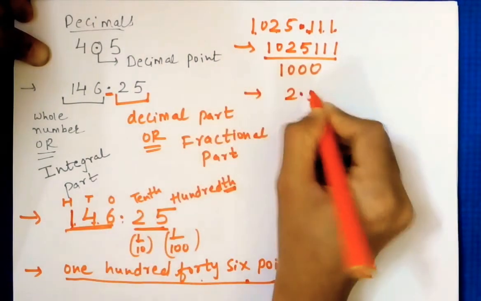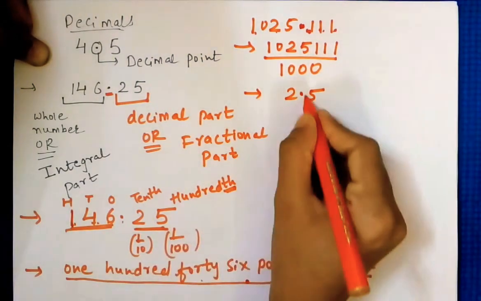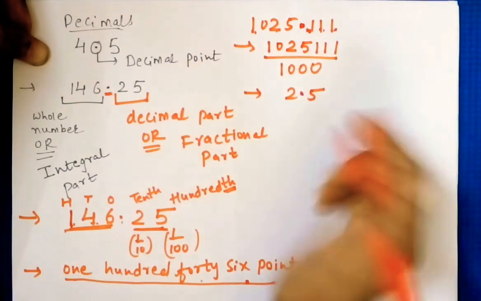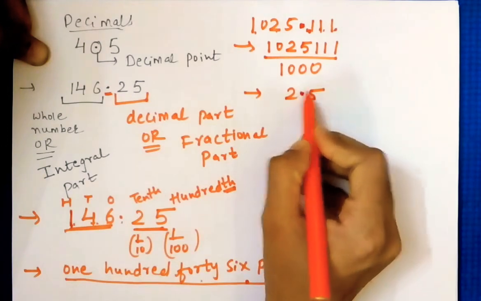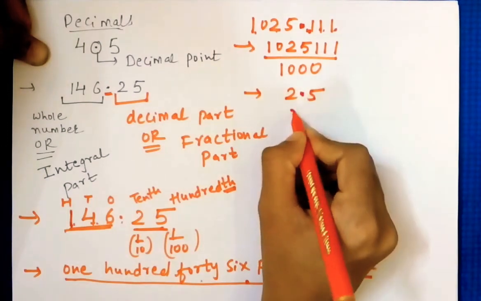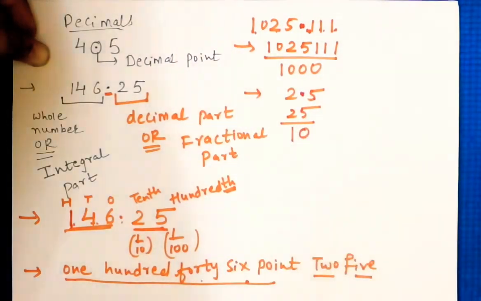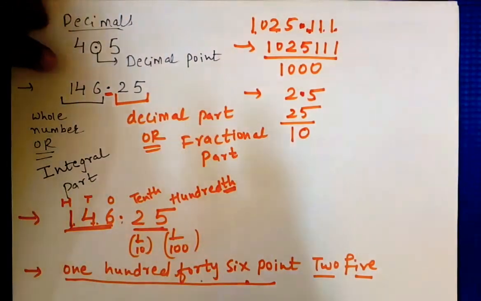If it is 2.5, how will you write it as a fraction? The point is after 1 digit. You need to count from the backside. Don't count from the front. So the point is after 1 digit, so 10, which means 25 upon 10. This way you will write a decimal number as a fraction.